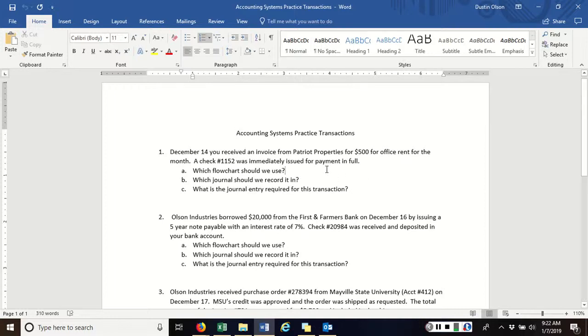So first off, for the transaction we have here, we're paying our rent. So paying our rent would be an example of a cash disbursement. We're spending money. So anytime we're spending money, cutting a check, we're going to use our cash disbursements flowchart on page 23.